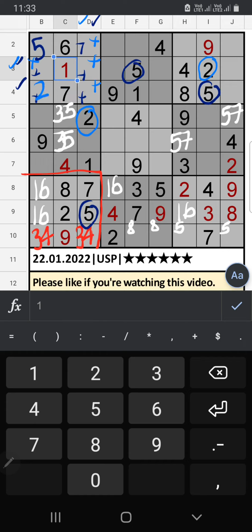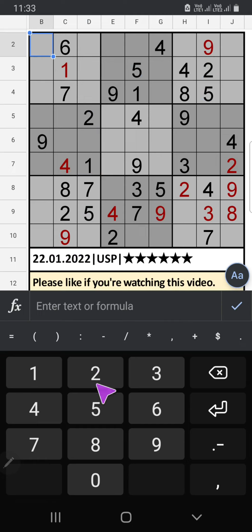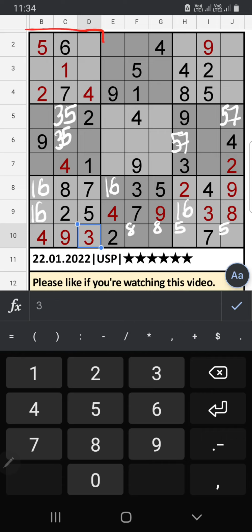In the 2nd row and 3rd row we have 4, so 4 can't come in these cells. Then 4 is confirmed here. Since 4 is here, 4 can't come in this cell. 4 is confirmed here, then 3 is here. In this grid, we have 6, so 6 can't come in these cells. Then 6 is confirmed here.